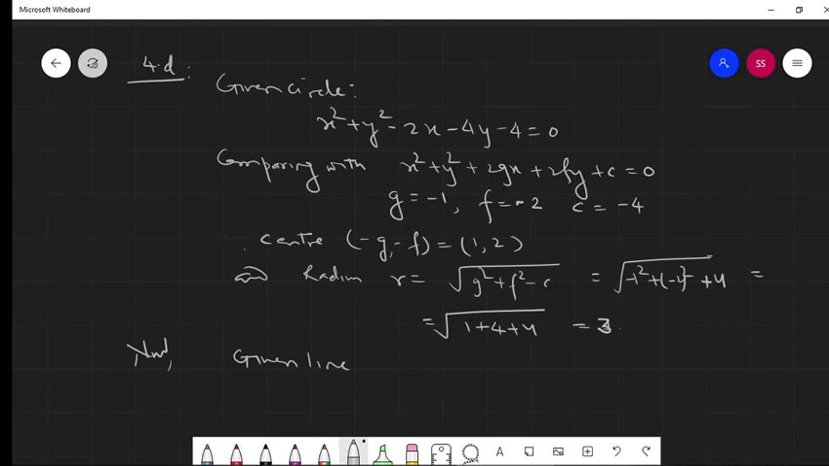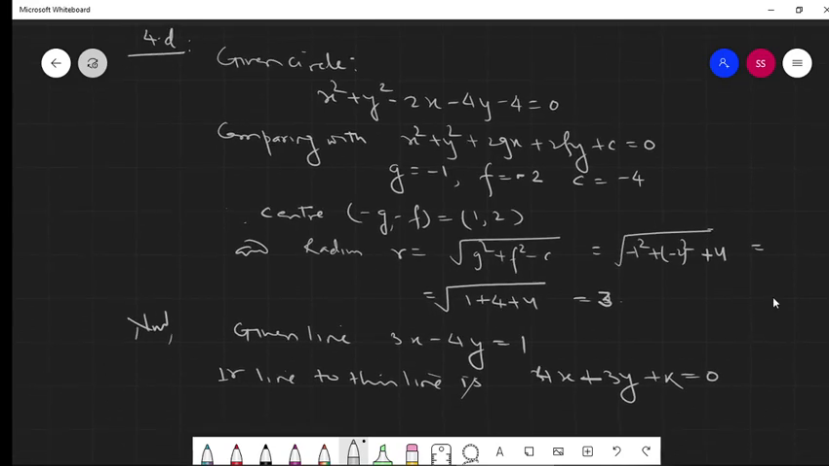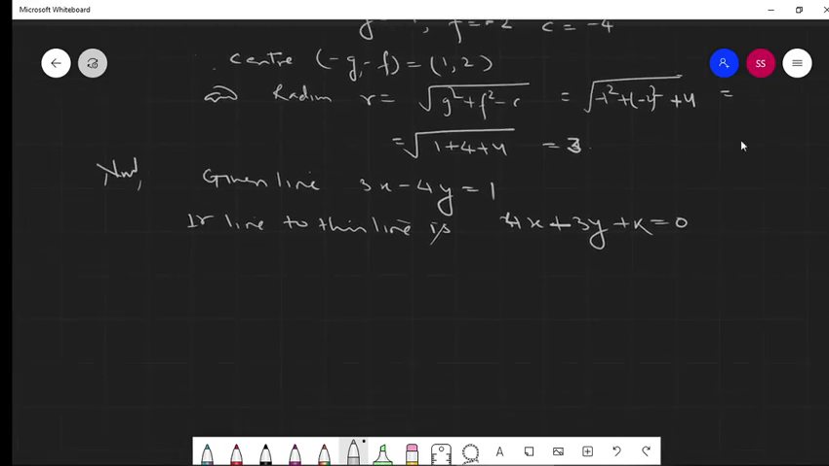Given line, we have given line is 3x minus 4y equal 1, and the perpendicular line to this line is 4x plus 3y plus k equal to 0.